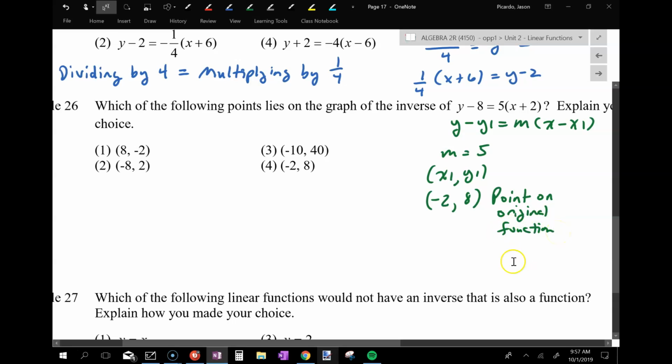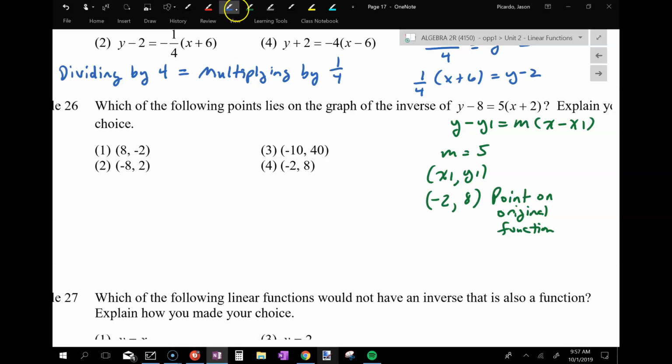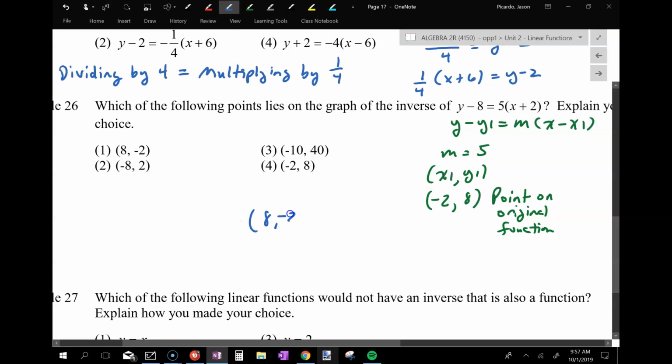So guys, if that was a point on the original function, what's a point that must have been on the inverse? 8, -2. Because what did I just do with the point? Flipped it, switched it around.